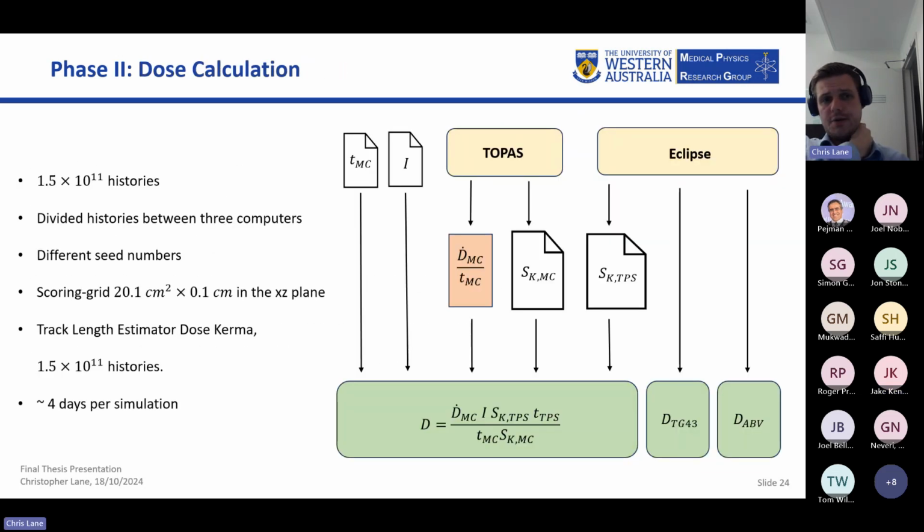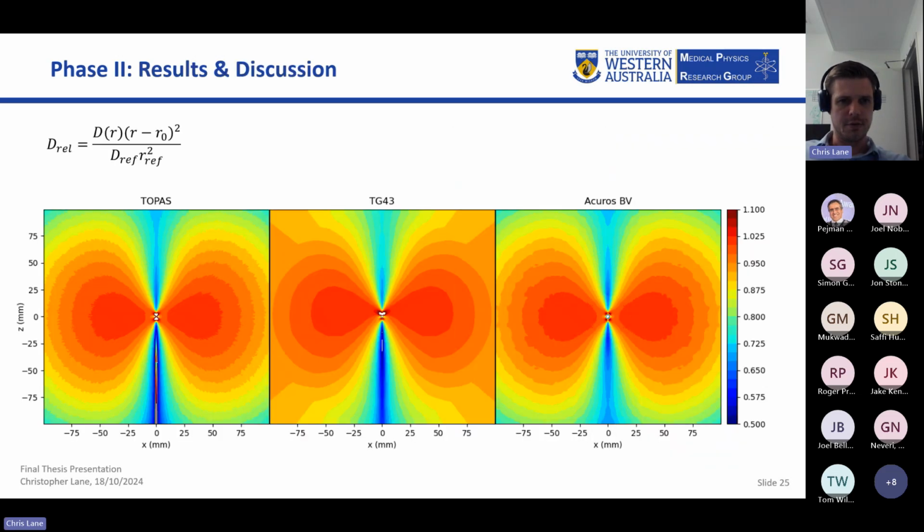To get the idea there, yeah, so to do the dose calculation, we worked out the dose rate parameters from these dose calculations. It would take about 4 days to do the simulations. So looking at my initial results, these are just the relative dose plots of the two different treatment planning systems against TOPAS.